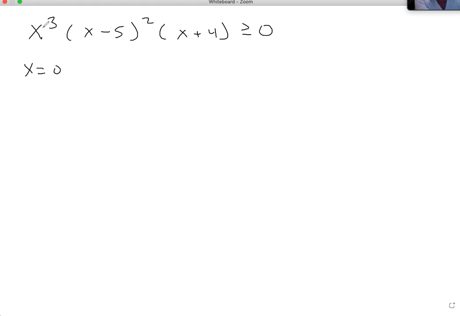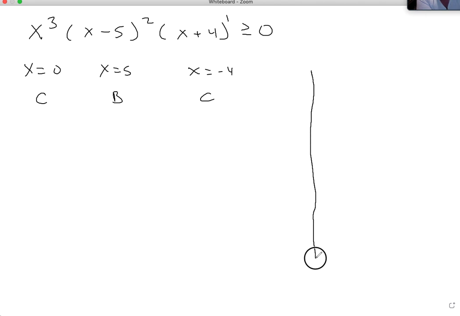For our zeros, we would have x equals 0 from this one, and that's going to cross because it's multiplicity 3. We're going to have x equals 5 for this one, and that's going to bounce, so multiplicity 2. And x equals negative 4, and that's going to cross because it's multiplicity 1. So let's make a not very good graph over here.